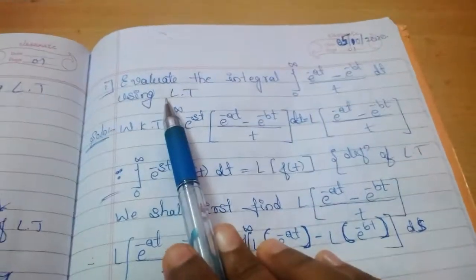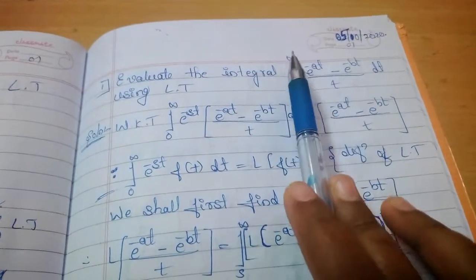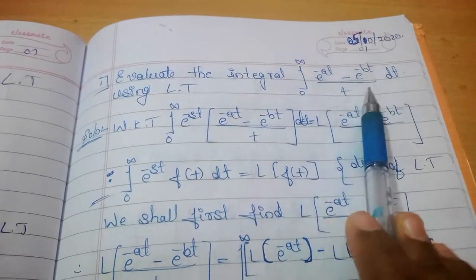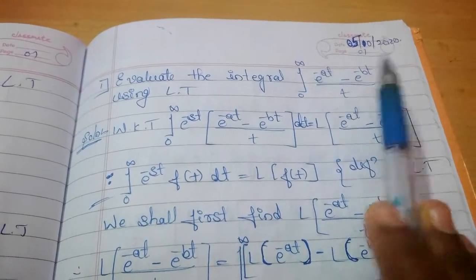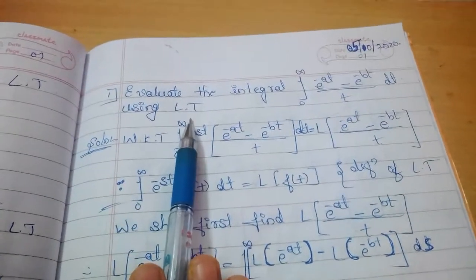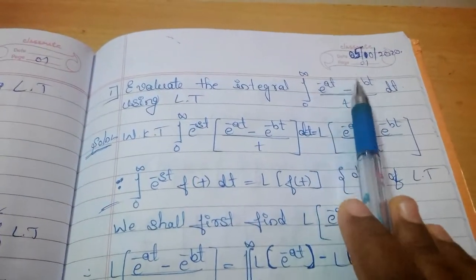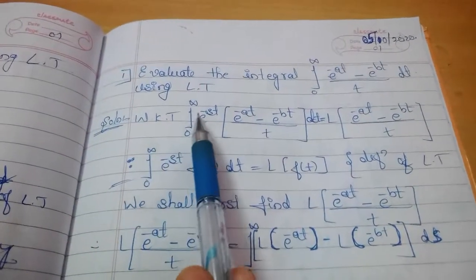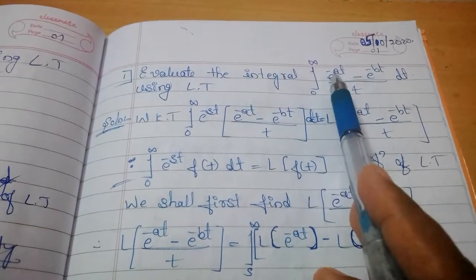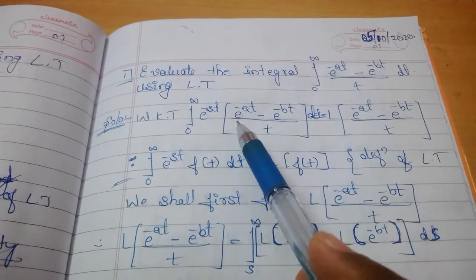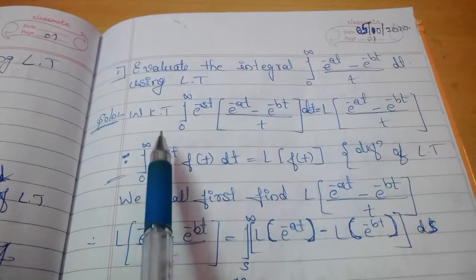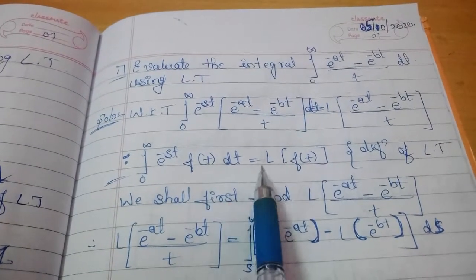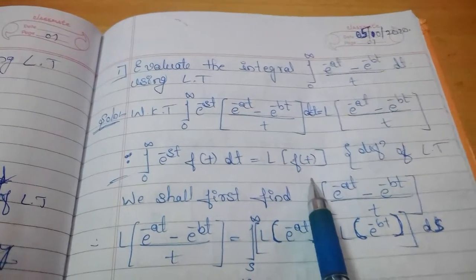The first example is: evaluate the integration from 0 to infinity of e raised to minus at minus e raised to minus bt, divided by t, into dt using the Laplace transform. You have to evaluate this integral using the Laplace transform, so you have to use the definition of LT. The definition of LT is the integration from 0 to infinity of e raised to minus st f of t dt, which is equal to the Laplace transform of f of t.